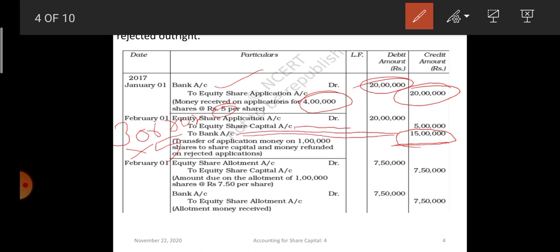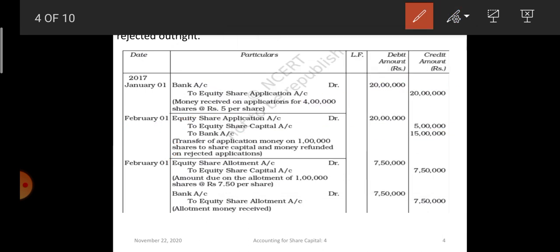On 1 lakh applications who were allotted shares at the rate of rupees 5, 5 lakh will be transferred to the capital account. On 1 lakh shares, for applicants who were allotted shares, their application money will be transferred to the capital. The balance 15 lakh is returned. So this 20 lakh equity share application will be debited, equity share capital account will be credited, and to bank the excess application amount will be returned.